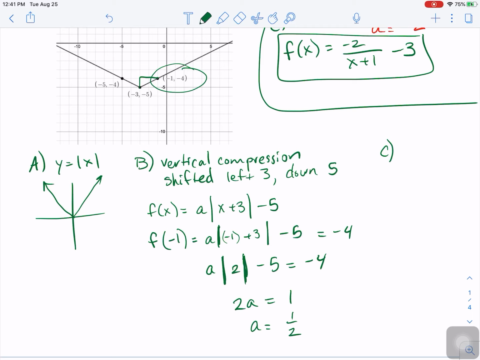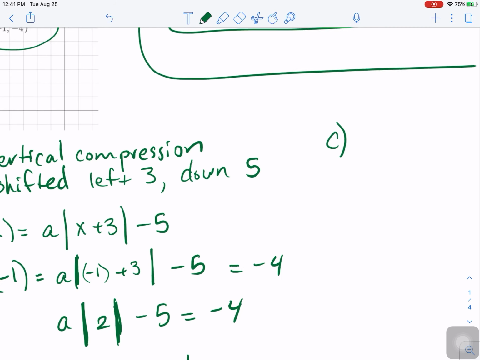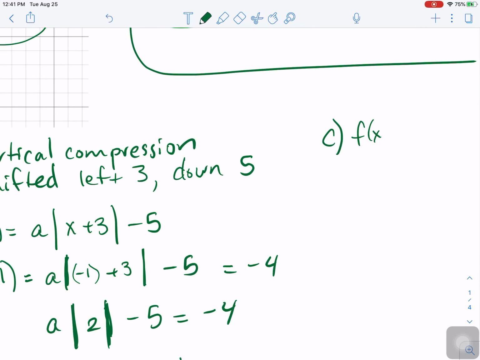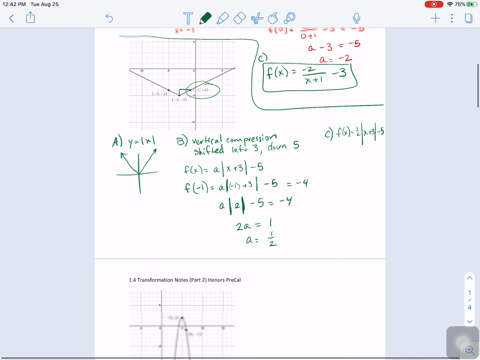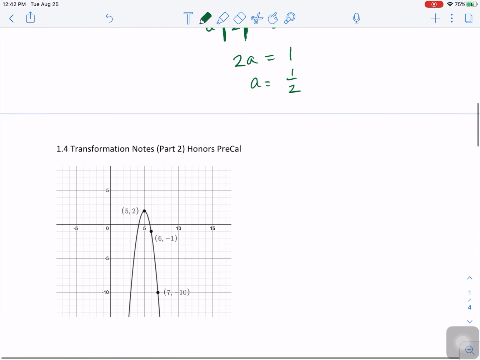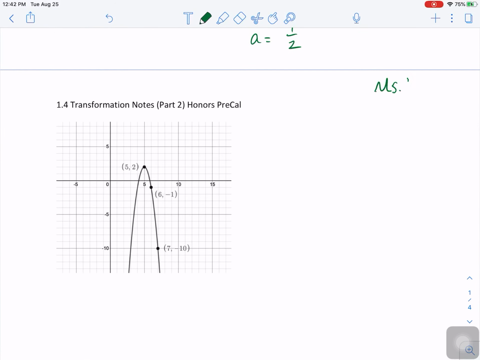So your final answer for part C is that f of x is equal to 1/2 times the absolute value of x plus 3 minus 5. Okay, one more.